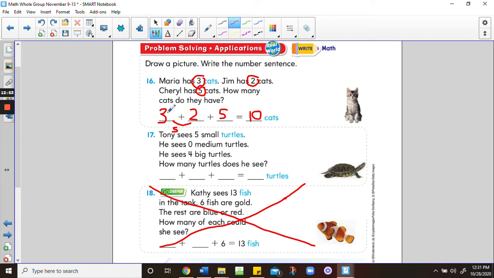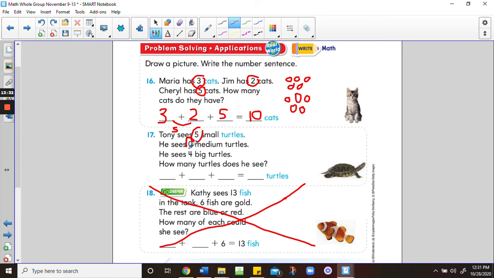For word problems, I actually most of the time love to draw pictures. So Maria has 3 cats, Jim has 2, and Cheryl has 5. So you can always draw a picture to help you. But since we're adding 3 addends, we're going to come over here. So you can do it this way, or you can do it this way. I know that 3 plus 2 is 5, and now 5 plus 5 is 10. Great job.